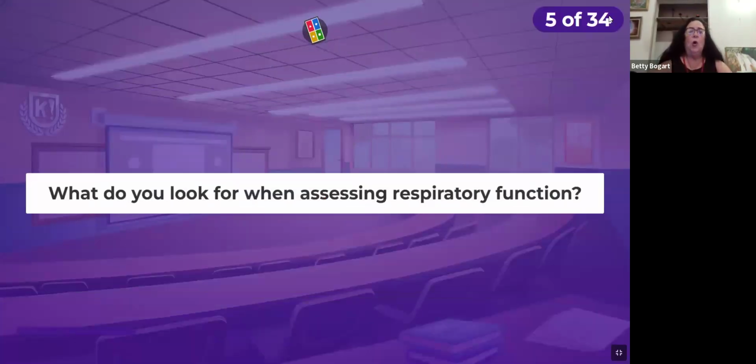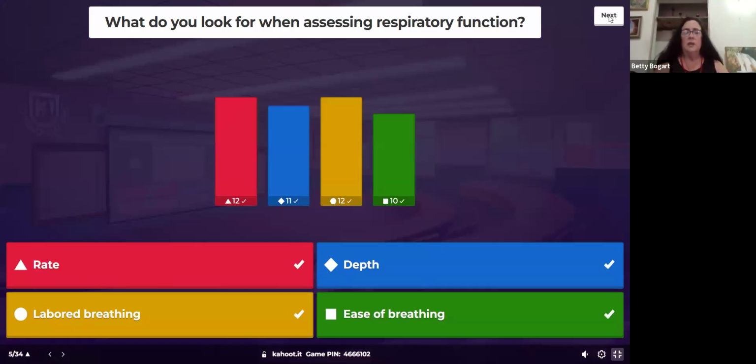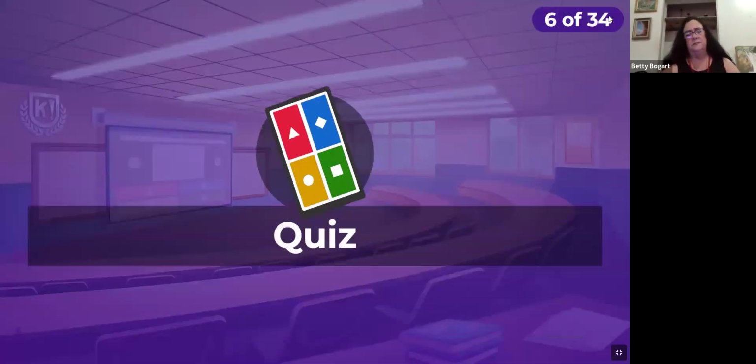What do you look for when assessing respiratory function? It's like, how do you assess your lungs? Breathing. So we look at everything: the rate, if they're labored, the ease, how deep, how fast, all of that stuff is what we want to look at. And then, of course, we'll listen and find out what we hear.